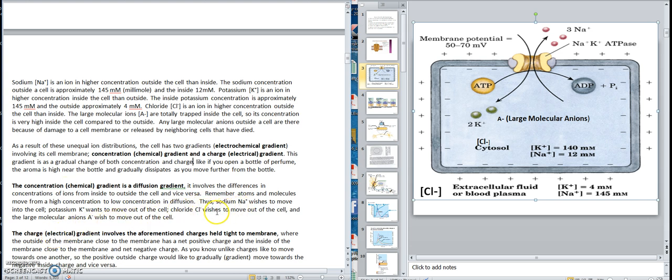Chloride here wishes to move into the cell. Okay. So your chloride wishes to move into the cell, and the large molecular ions wish to move outside the cell. Okay. Chloride again has a higher concentration outside the cell than inside. So chloride wishes to move into the cell.